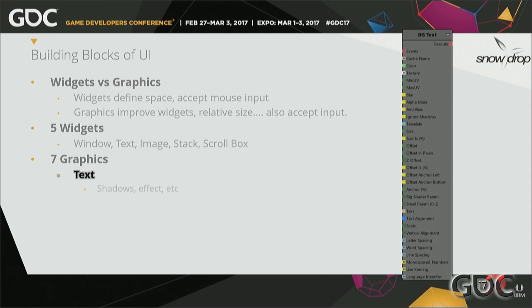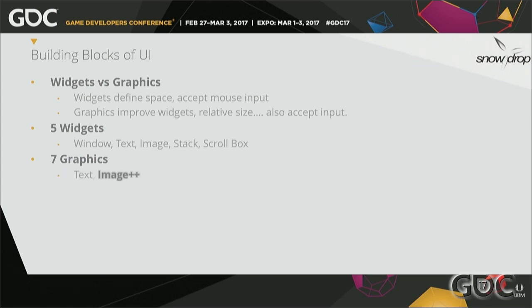For graphics, we get a whole 7 types of graphics, starting with more text, because sometimes you want more text in the background, not just in the foreground. We found that there were a lot of cases where we wanted to define space with a widget, but then use the text in the background to have a lot more flexibility with how it's rendered and displayed.